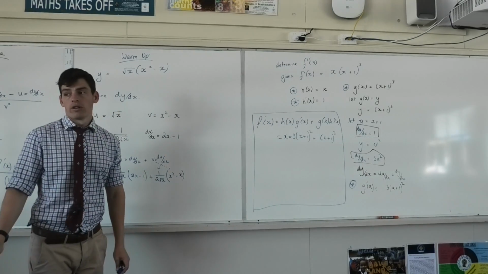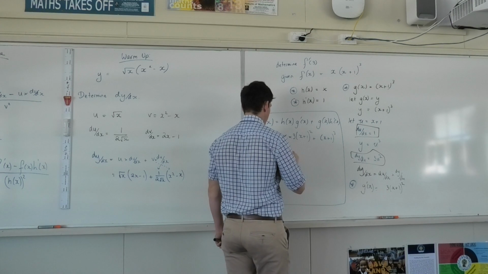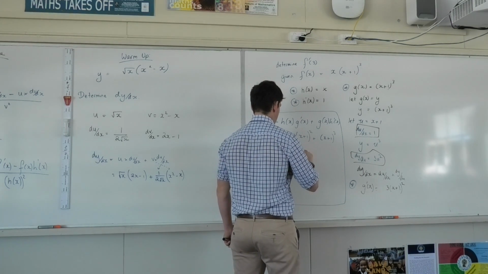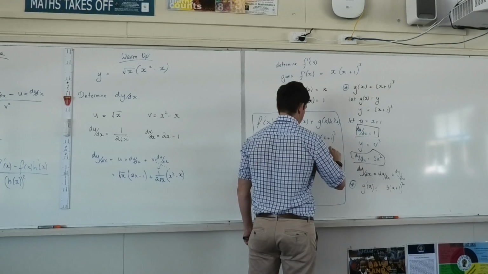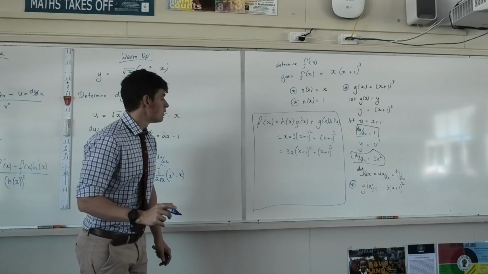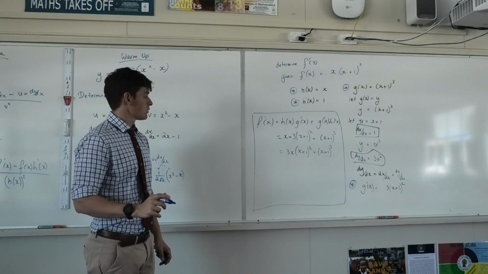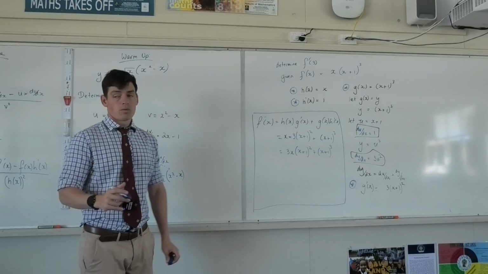I don't need the 1, do I? We're happy to leave the 1 without. So now I'm left with 3x(x plus 1) squared, plus (x plus 1) cubed. No, all good. Can I do anything with this?